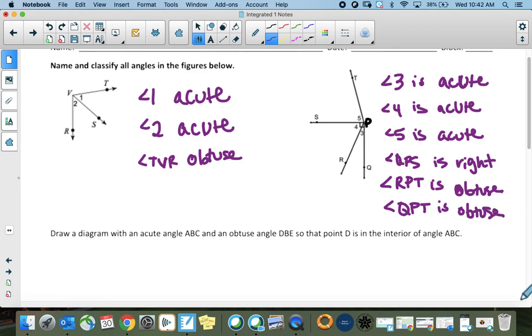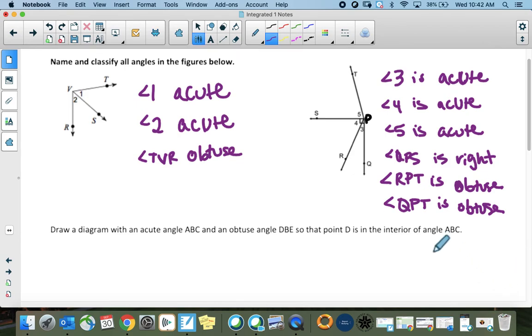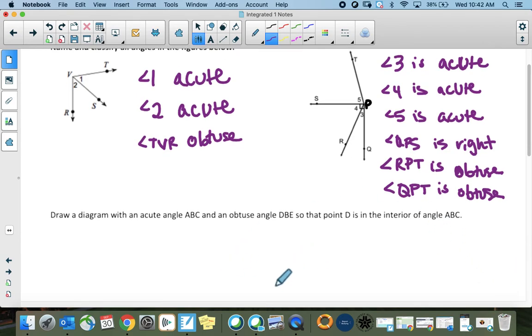Okay, so those are the different types of angles. I'm not going to go over it in the video, but if you wanted to try, you could try these next two problems. They relate to one another.